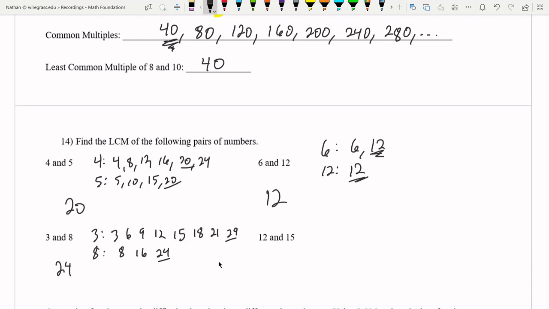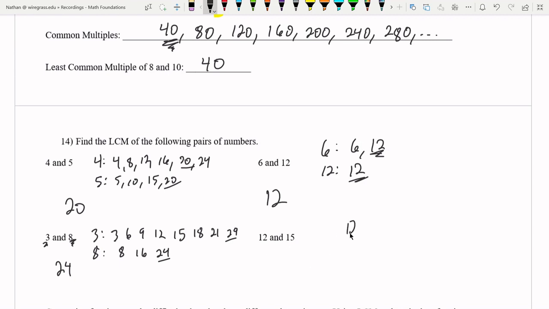The reason why I knew that right off the bat is because the prime factorization of 3 is 3. The prime factorization of 8 is 2 times 2 times 2. And there is no common factor between the two of them. That means I can just multiply 3 and 8 together and get 24 as the least common multiple. If there was a common factor, like there is for 12 and 15, it's not quite as easy to find, but you can still find it.